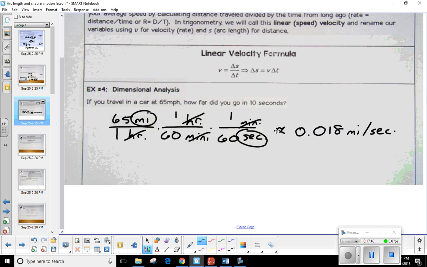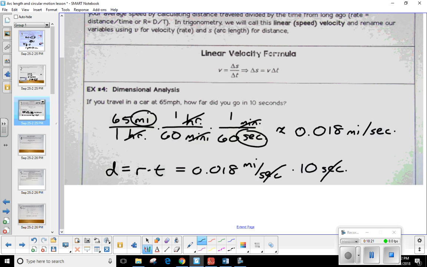Now the question is simply asking, what's the distance you're traveling? If you think back to that formula, it's the speed times your time. Here's the speed, and here's my time. See, those seconds are going to drop out just like I wanted. The distance equals RT. So my speed, we got 0.018 miles per second times the time, 10 seconds. And you'll notice what happens.